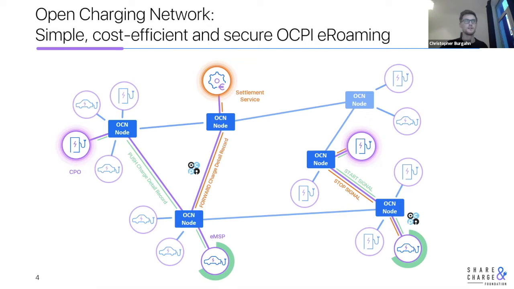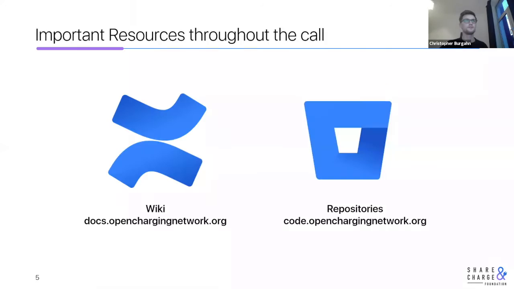And there are two resources that might be helpful throughout this call, but also in general when you want to look up things. The one is the wiki under docs.openchargingnetwork.org, or our repository is obviously under code.openchargingnetwork.org. Then let's dive into it.